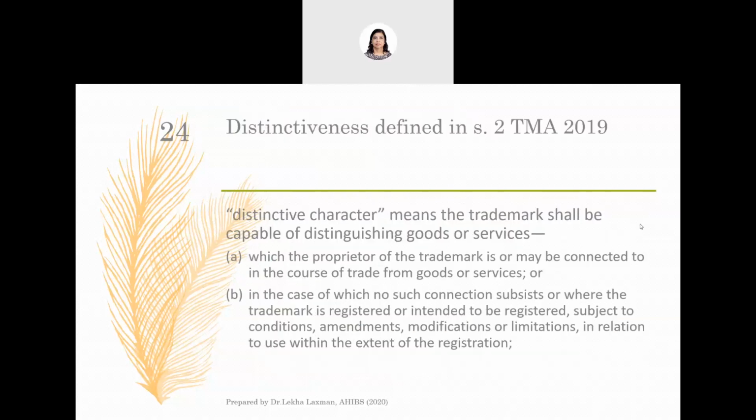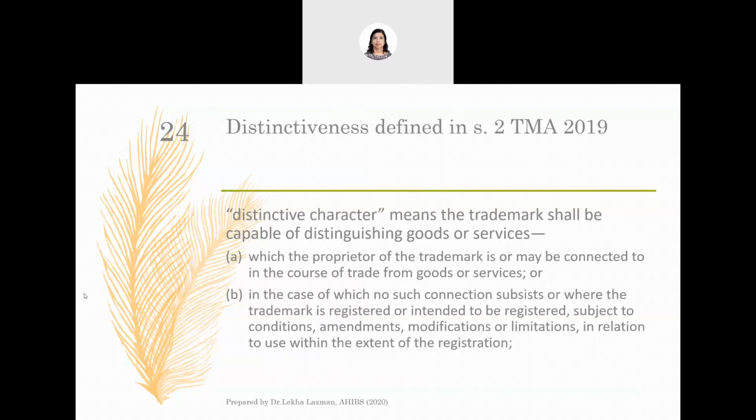All right, so what is distinctive? Under Section 2 of the Malaysian Trademarks Act 2019, distinctive character means the trademark shall be capable of distinguishing goods or services which the proprietor of the trademark is or may be connected to in the course of a particular goods or services, right? In the case of which no such connection subsists, or where the trademark is registered or intended to be registered, subject to conditions, amendments, modifications, or limitations in relation to use within the extent of the registration.